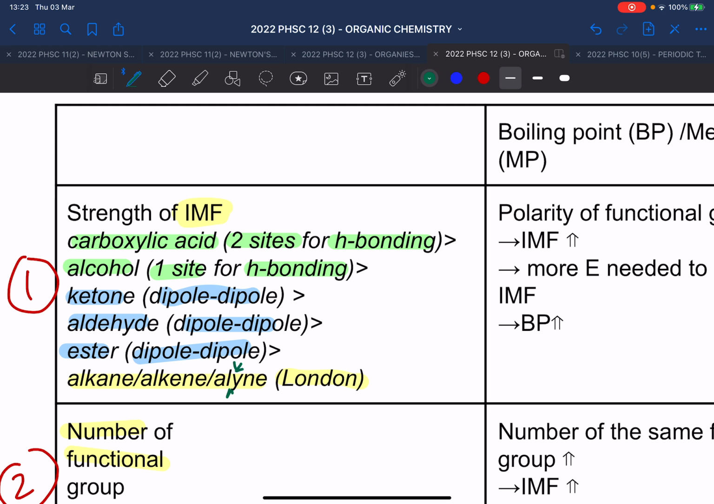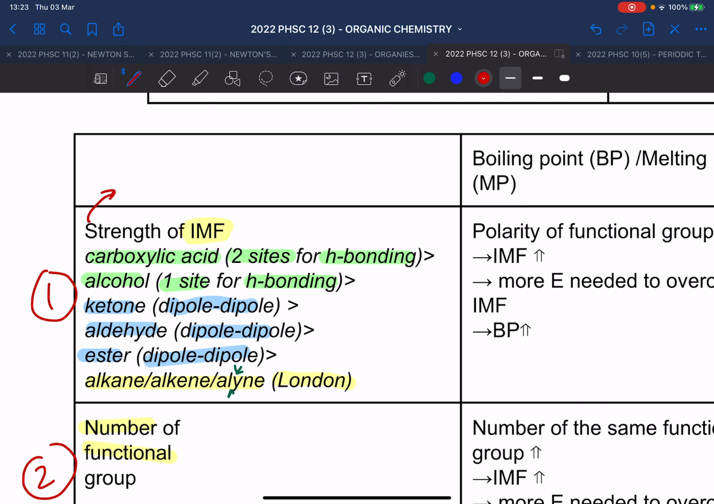Okay, so if I tell you something like, please compare methanol with methane. Methanol versus methane. You say, all right, which one will have a higher boiling point? Well, methanol belongs to the alcohols, so it has hydrogen bonding. Methane belongs to the alkanes, so it has London forces. Because methanol has hydrogen bonding, it has stronger intermolecular forces. That's why it needs more energy to overcome the intermolecular forces. That's why there's a higher boiling point.